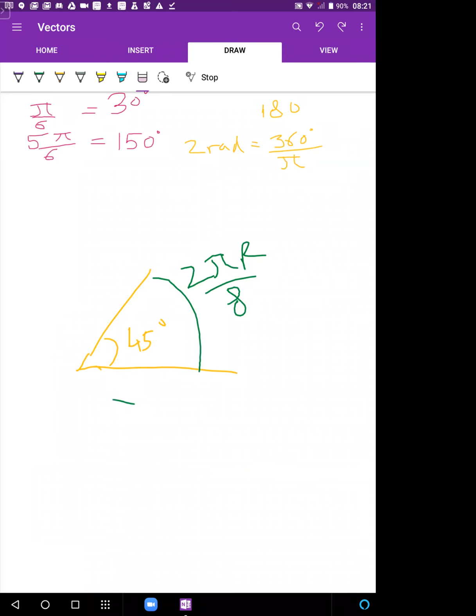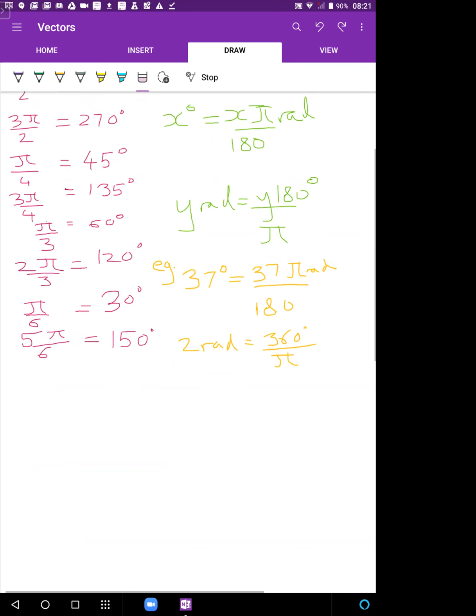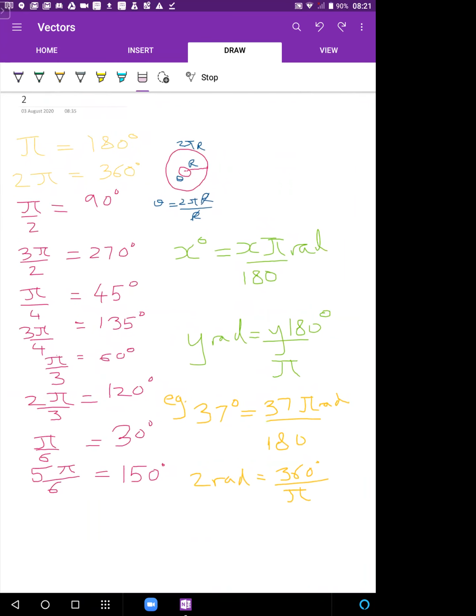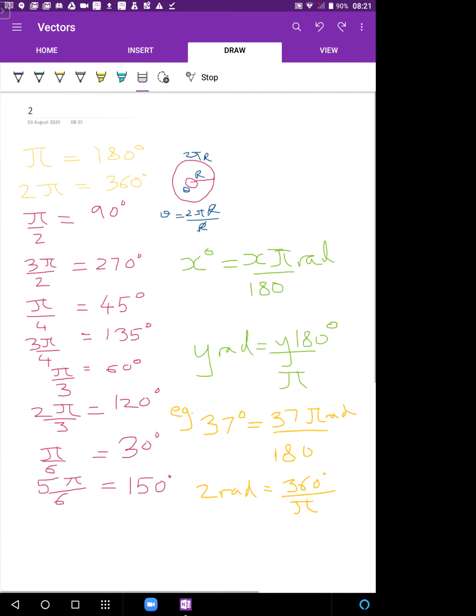Now it's not that I will make you draw a circle and divide every time. I'll make you convert angle in degrees to radians. Now you can just simply apply your unitary method. Okay, so pi is 180 degrees. We know that.